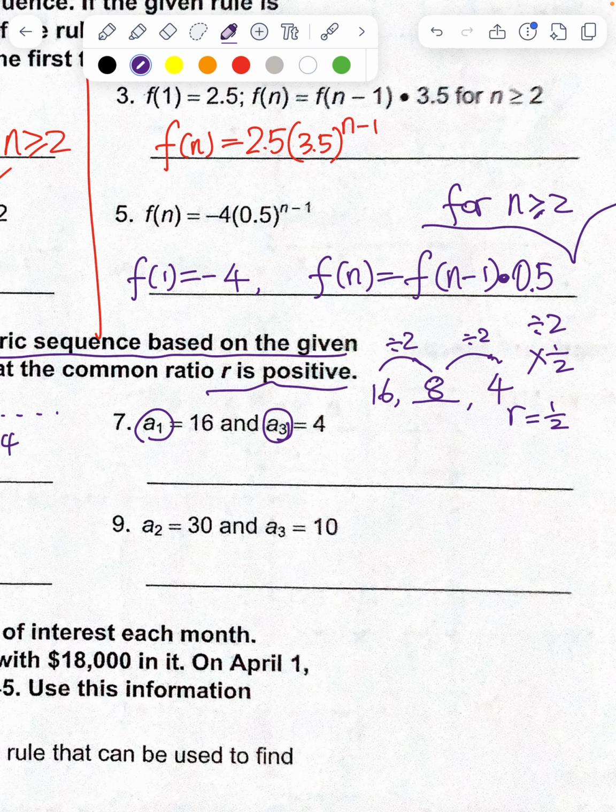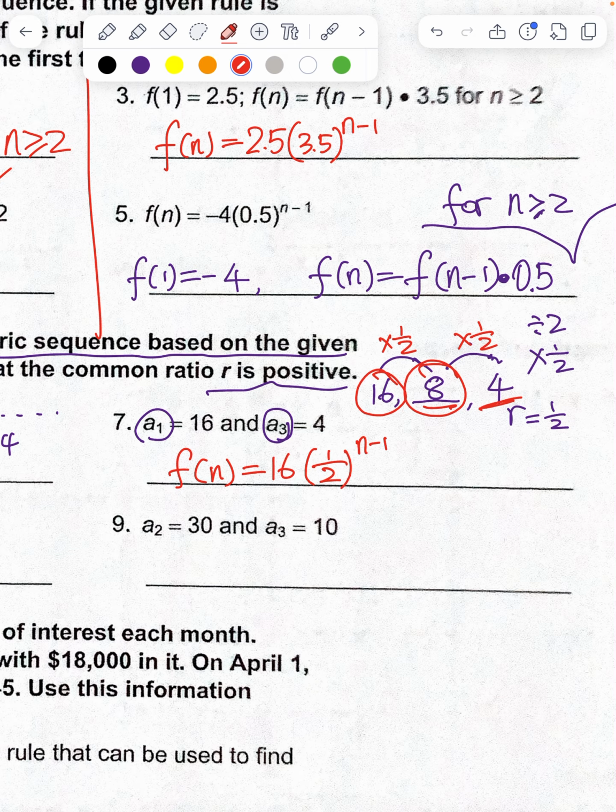So that means 16 multiplied by 1/2 equals 8. 8 multiplied by 1/2 equals 4. Half of each number, you get the next number, right? Half of 16 is 8. Half of 8 is 4. So the common ratio is 1/2. Now I can put it in the formula. First term, 16. Common ratio, half, raised to the n minus 1 power. That's it.